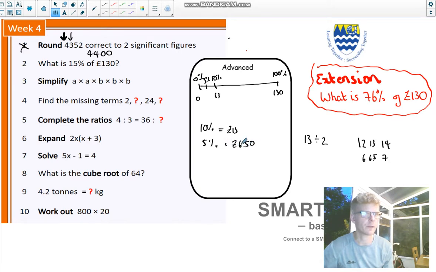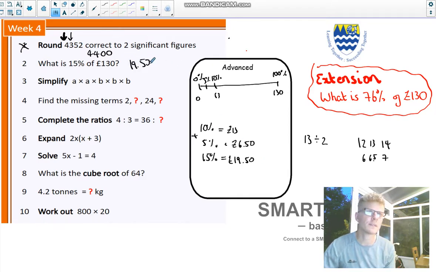Okay, so 2 lots of this would make up that. That's the way to think about it. So now I have 10 and 5%, so I can add these together, and that will give me my 15%. We'll do £13 add £6.50, so 13 add 6 gets us up to £19, and then there's my 50p added on. Okay, so we've got £19.50.